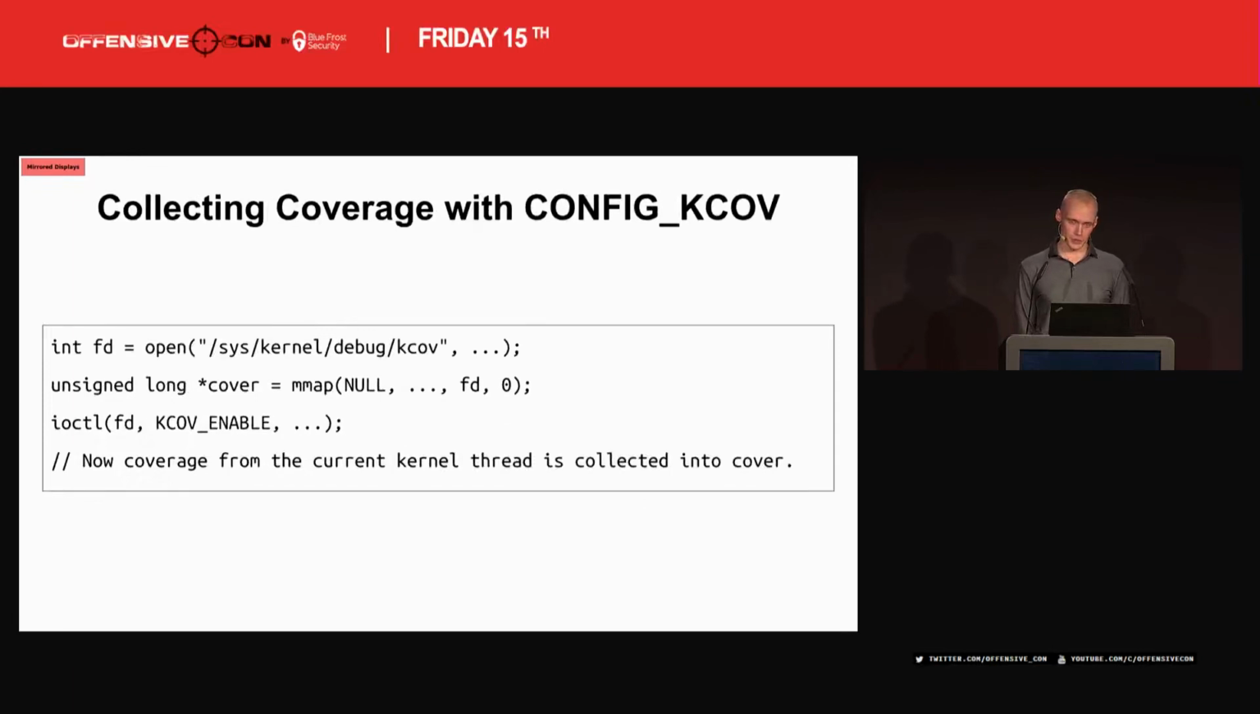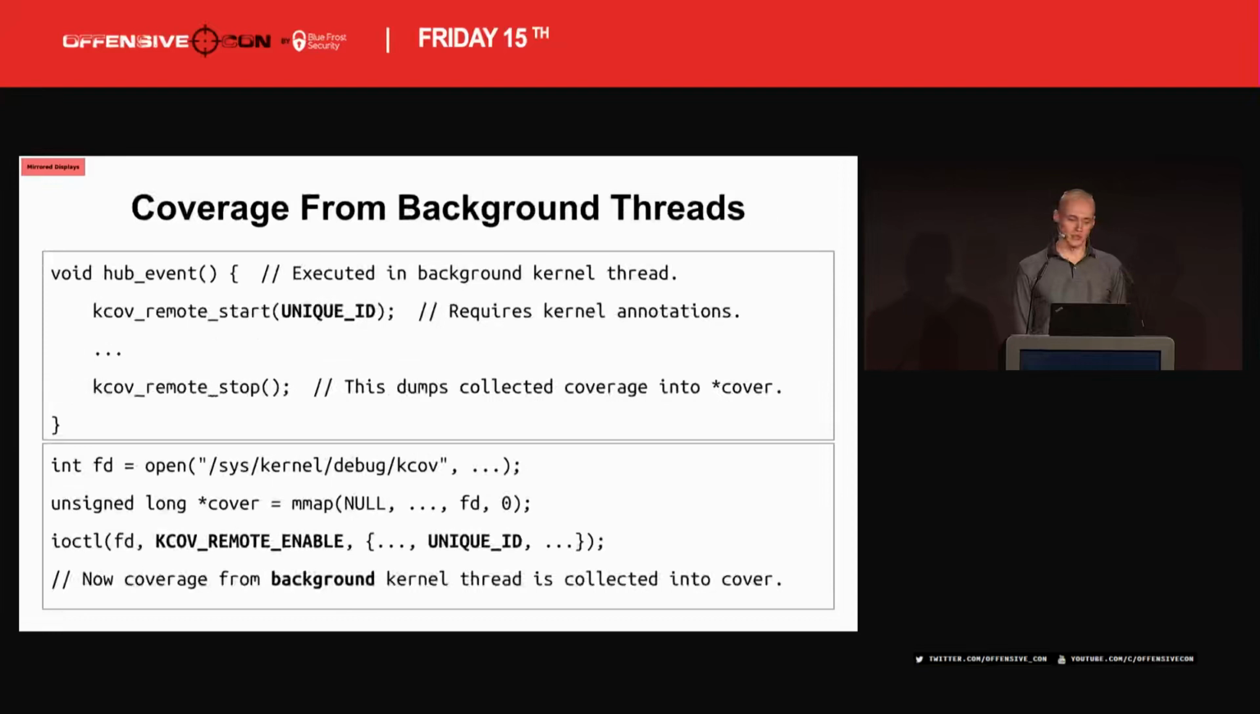And from the point of view of usage, before these patches, you would use KCOV like this. The idea is that you open a KCOV file, you mmap a buffer where you would want to collect the coverage, and you issue a KCOV enable ioctl. And at this point, the coverage from the current thread is going to be collected into this buffer. But after this patch, you can actually do this.